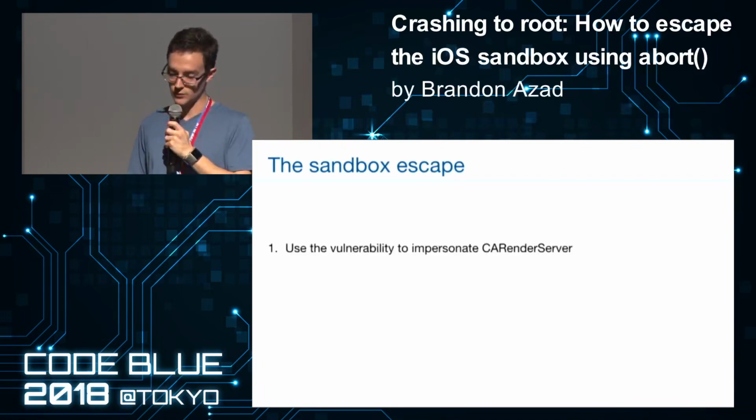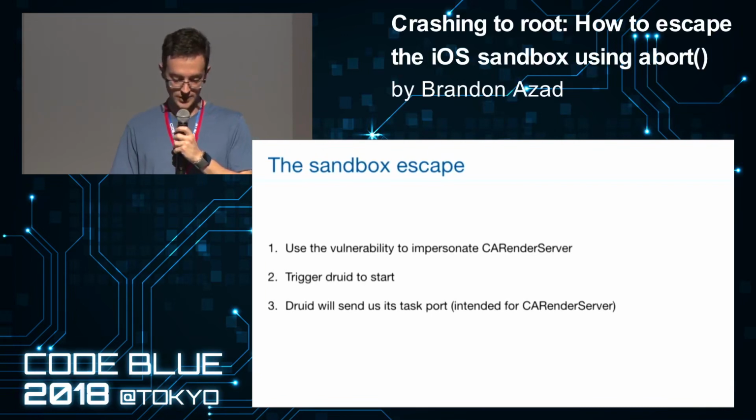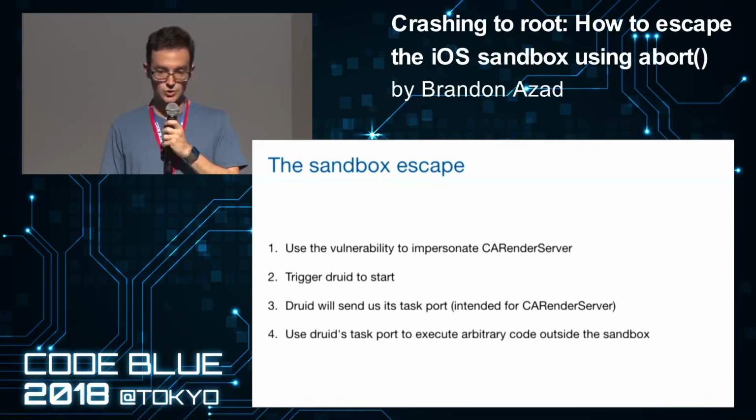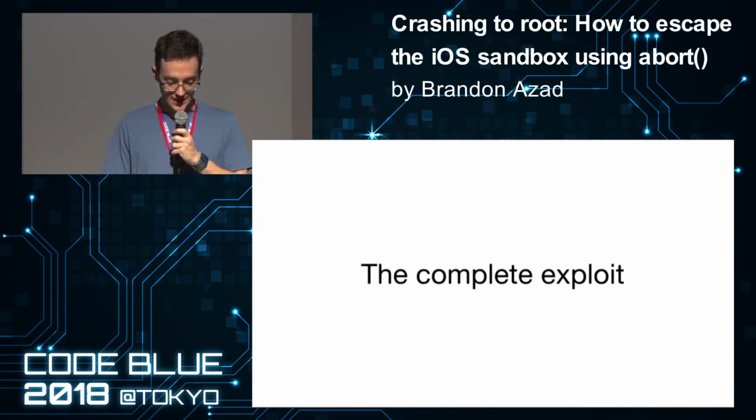First, we'll use the launchd vulnerability to impersonate CA render server. Next, we'll trigger the Druid daemon to start. Then Druid will send us its task port in a mock message intended for CA render server. And finally, we'll use Druid's task port along with the loophole just discussed to execute arbitrary code outside the sandbox. And that gives us the complete exploit.